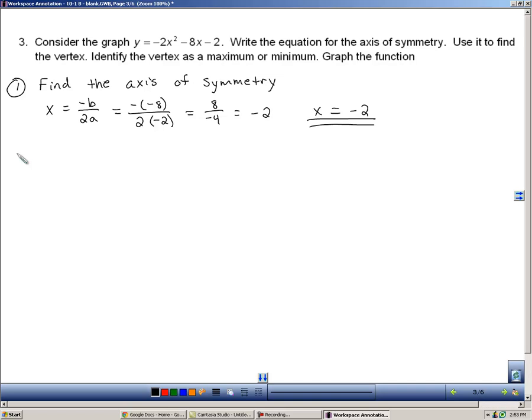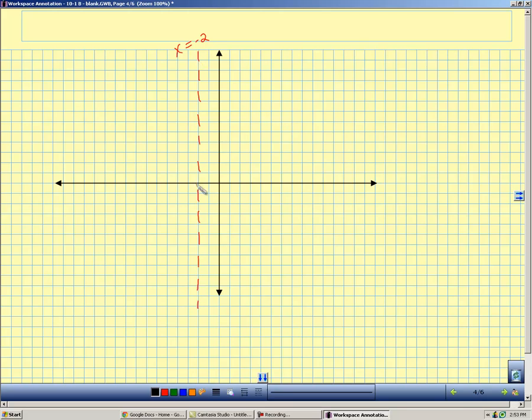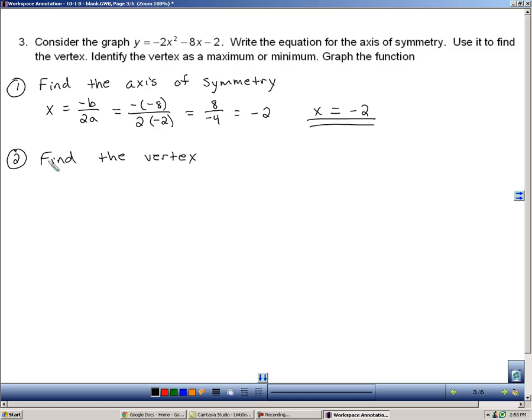The second step is to find the vertex. Now, the way you find the vertex, since the vertex is on the axis of symmetry, that means its x value is negative 2. So I'm going to take my quadratic equation, and instead of x, I'm going to replace all the x's with negative 2's. And then by using algebra, I'll be able to find what the y value is, and that will give me an ordered pair.